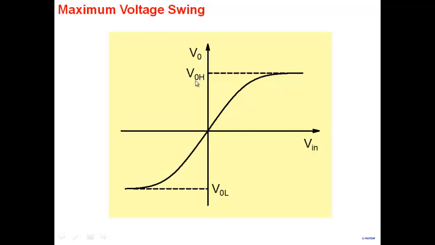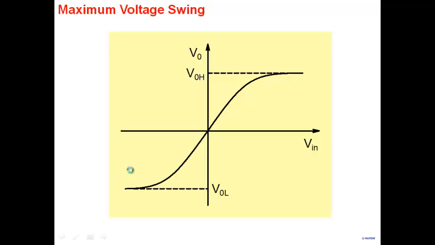When I write VOH here, this is the absolute maximum voltage swing that you can get. We call this the maximum voltage swing, VOH, and similarly on the negative side, the maximum voltage swing on the negative side. So that's also important. When you're specifying an amplifier, you would like to know how large an output voltage can I get? How much is VOH and how much is VOL?